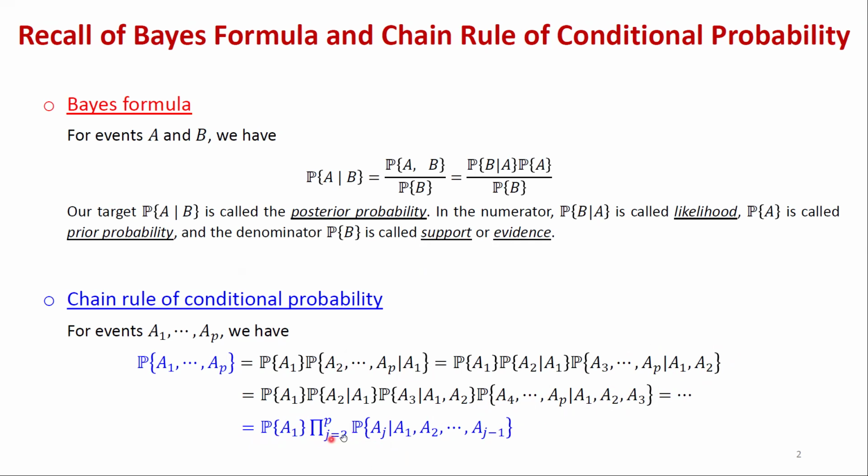And mathematically, we can just write it this way. We take P(A1) out and then make a product from j equal to 2 to p of P(Aj given A1, A2, ..., Aj minus 1). So this is equivalent to this. Okay, so this is a chain of conditional probability.